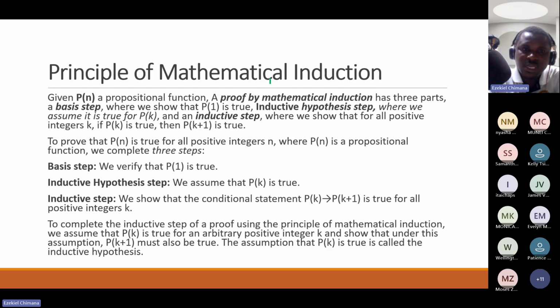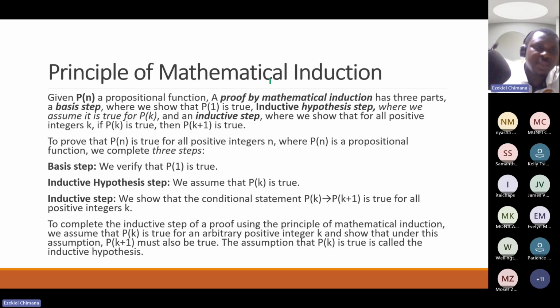Proof by mathematical induction has 3 parts, and you have to follow them. Failure to do so, I don't know what you'll be doing, because it's no longer the principle of mathematical induction. Remember, these are rules which are there for you to prove that this is true. So you need to follow them step by step. You need to know them. You've got the basis step, the hypothesis step, and then the inductive step. Failure to do so, it's no longer mathematical induction.